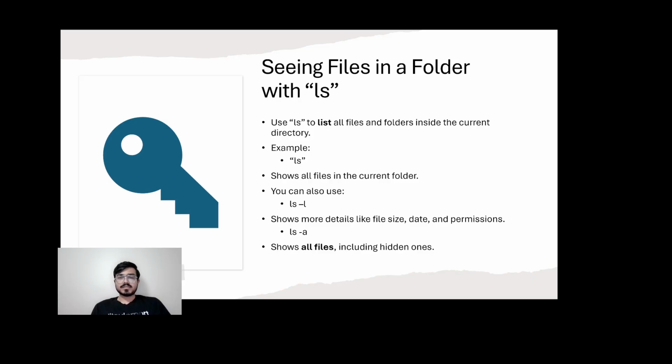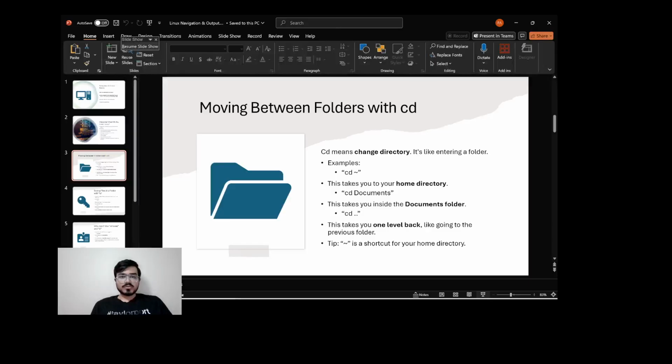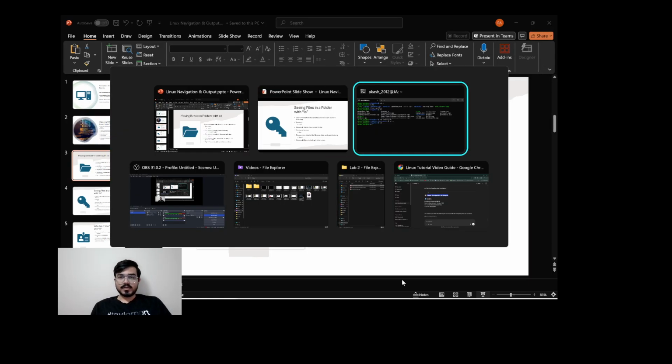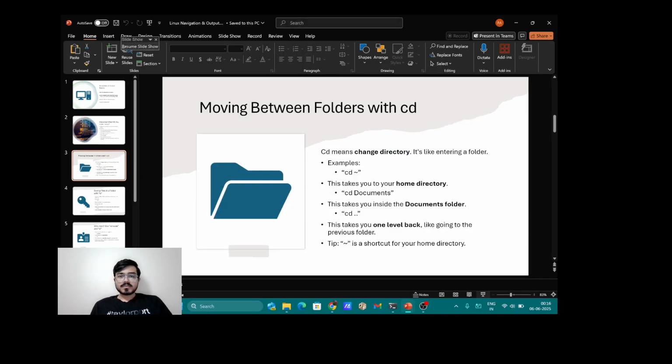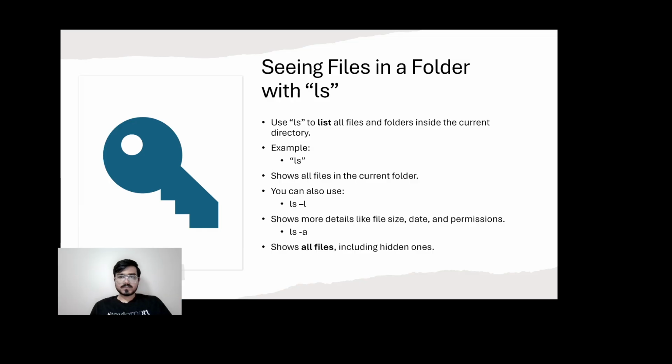Now, seeing the files in a folder with the ls command. Let's see what we can do with this command. If I type the ls command, you can see the list of all my files and folders. So use ls to list all the files and folders inside the current directory. I already showed you, it shows all files in the current folder.